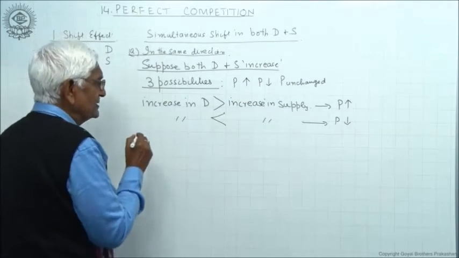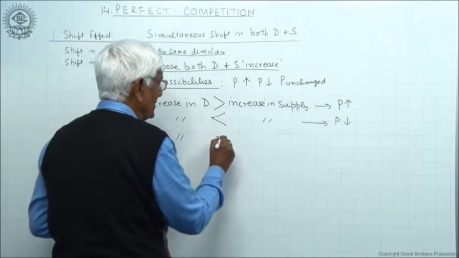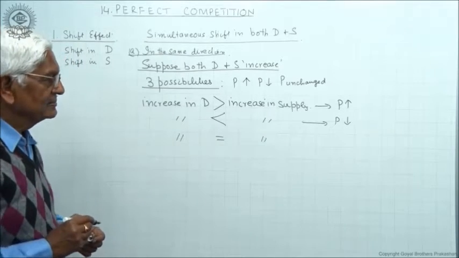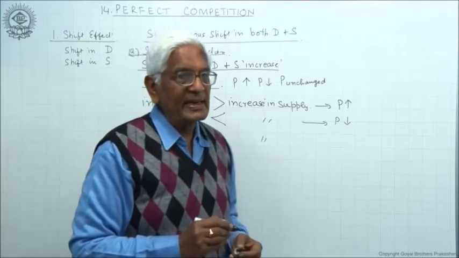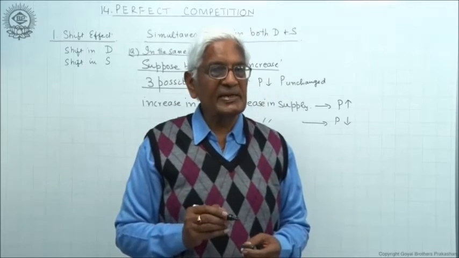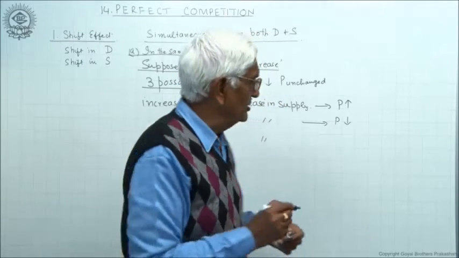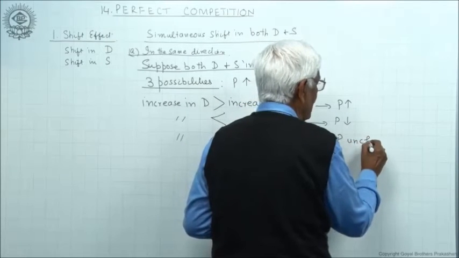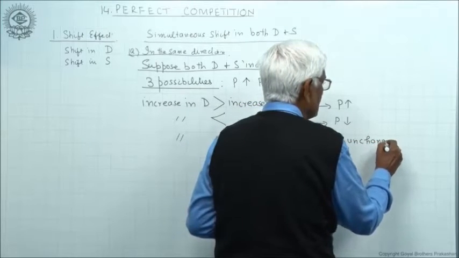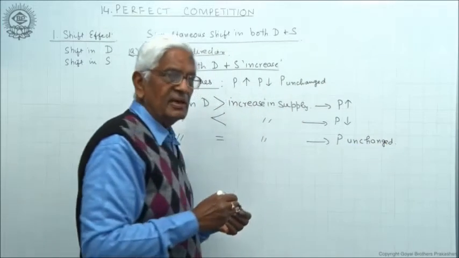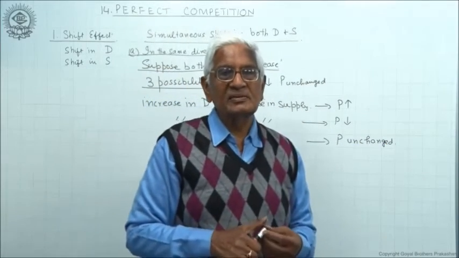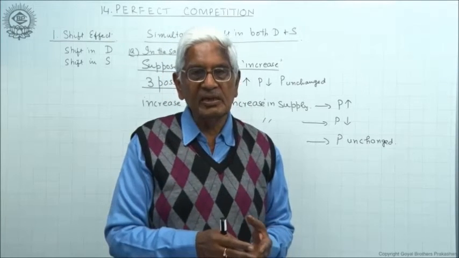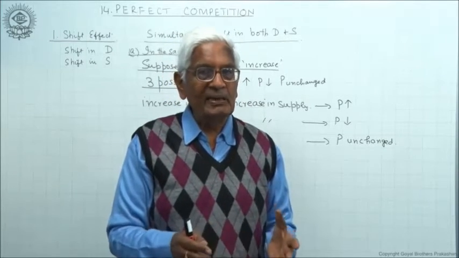Then there is a third possibility, increase in demand is equal to increase in supply. There is neither excess supply nor excess demand. Therefore, price remains unchanged. Let me remind you that if you have to write chain of effects, they are the same which we have already explained. We need not explain them again and again.